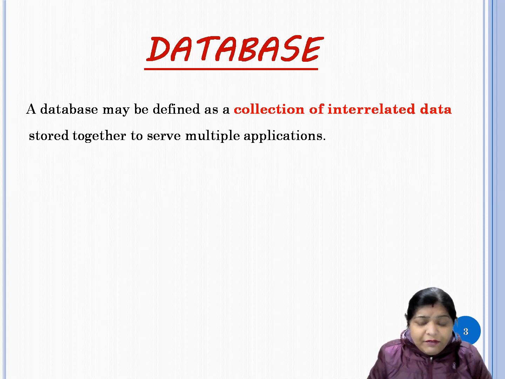A database may be defined as a collection of interrelated data stored together to serve multiple applications. So it depends upon the different applications we are using for retrieving the data from the database. The thing is, a database is to store interrelated data. If I have a student table, I am putting only student data into the student table. I'm not putting accounts data into the student table.